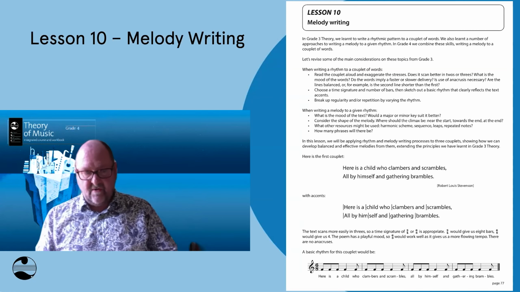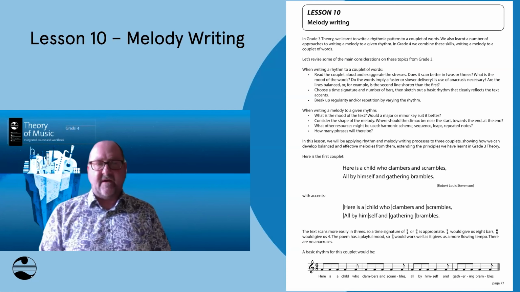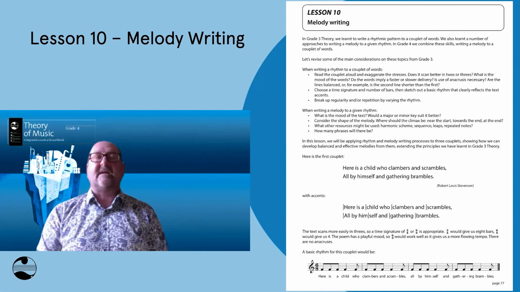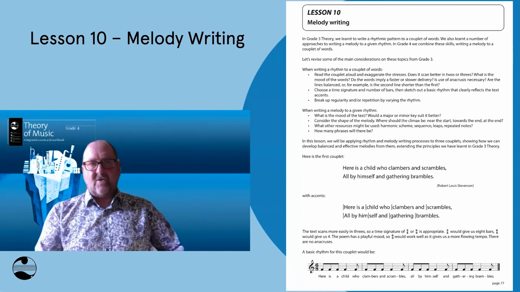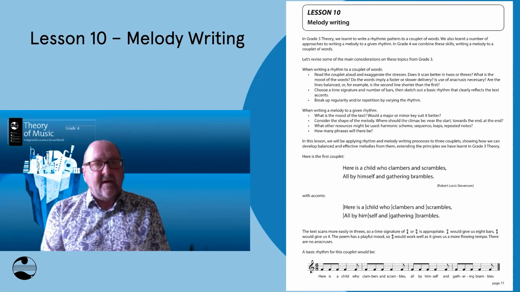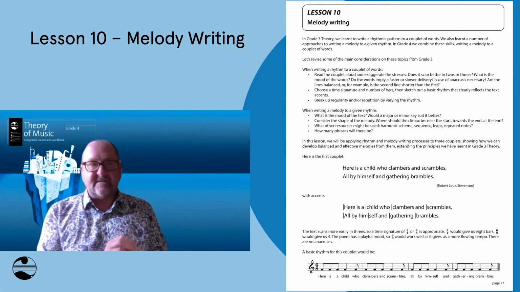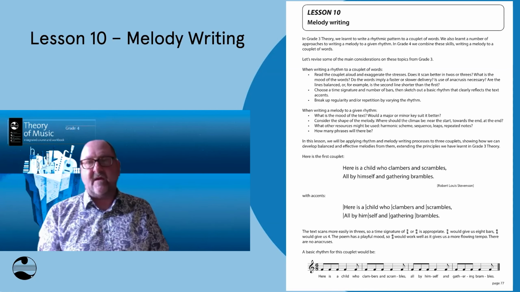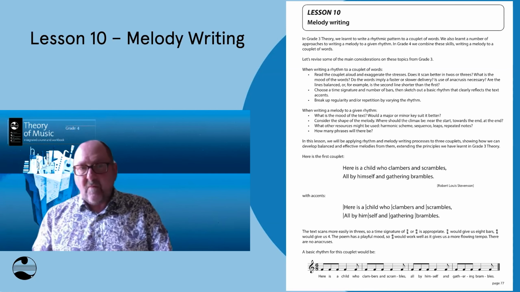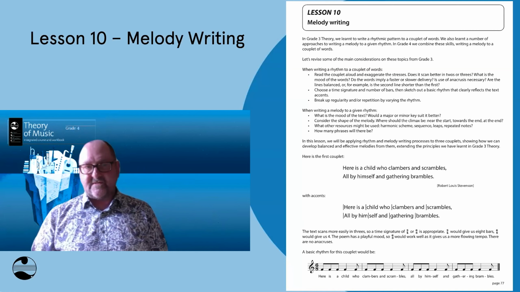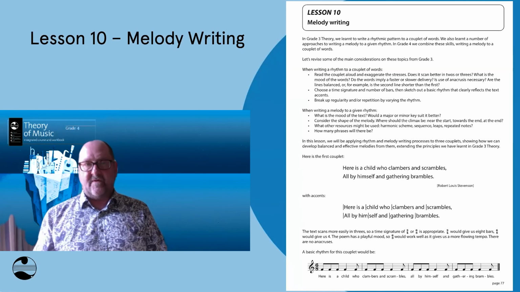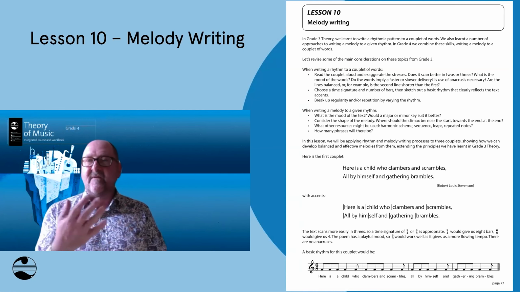You could do it in 2, but I'd say it works better in 3s. The next strategy I suggest is to write down a basic rhythm that accommodates it. So you'll see, here is a child who clambers and scrambles all by himself and gathering brambles. Okay, a basic rhythm. Then what we need to do is to use the resources of grade 4 to enliven the rhythm, to make it reflect the text even more.